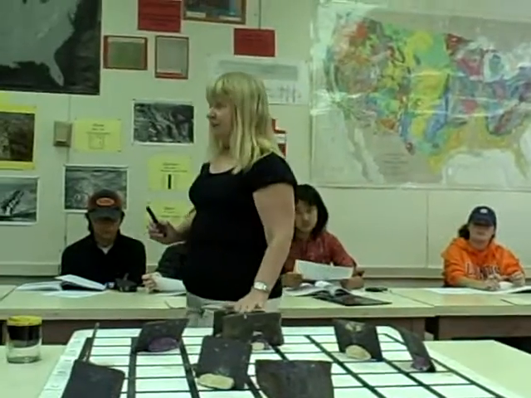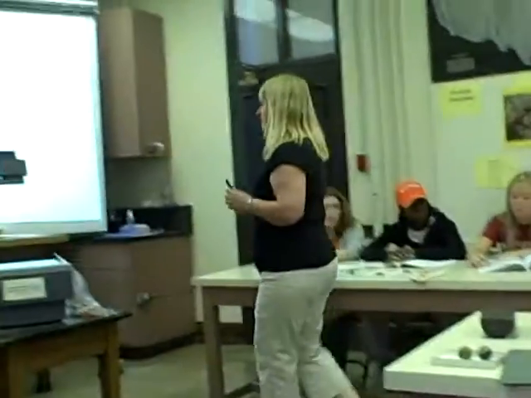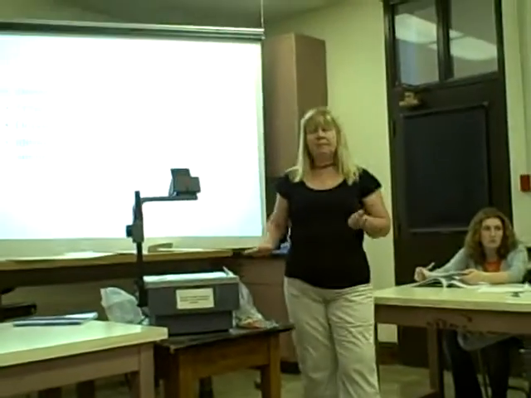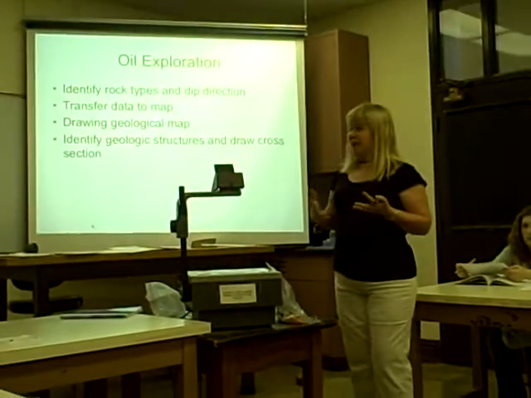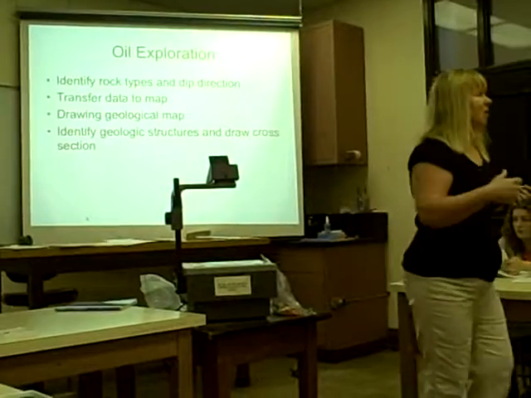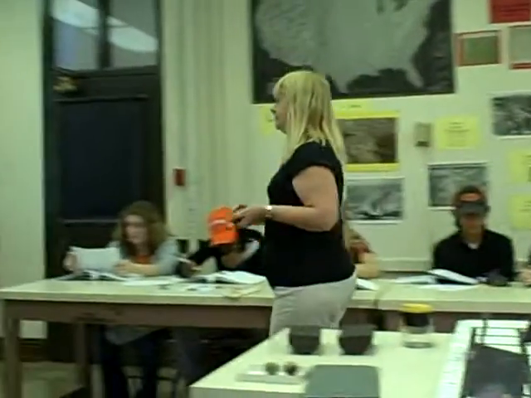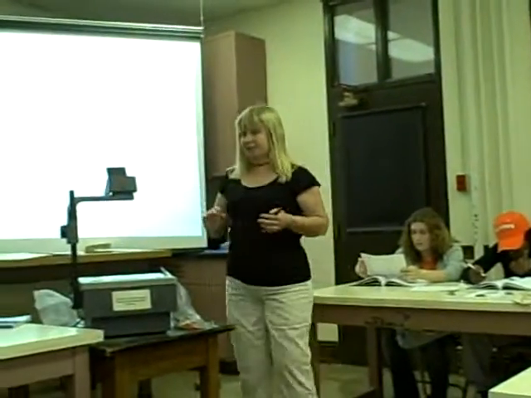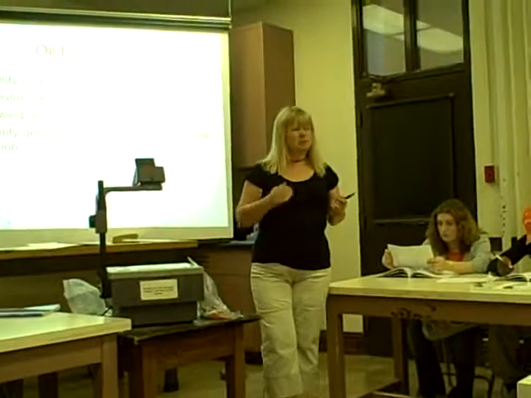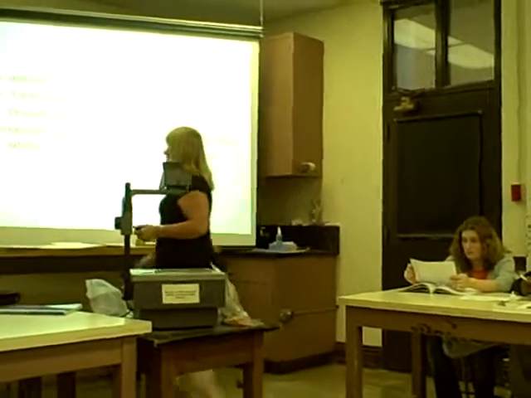Okay, so we're going to identify rock types, we're going to do dip directions, then we're going to transfer our data to a map, we're going to draw our geologic map, then we're going to look for geologic structure. So remember, dome, basin, anticline, syncline. And then we're going to draw a cross-section. And the cross-section we're going to do all together towards the end.